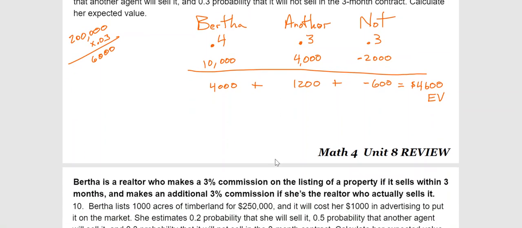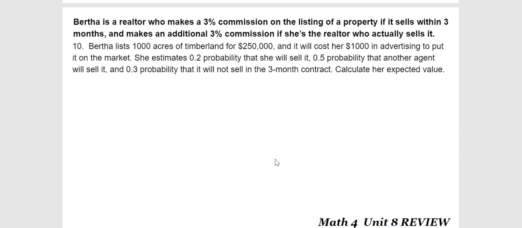So anyway, now here we have a similar idea, but the numbers have changed a little bit. Here she's selling vacant timberland for $250,000, but it's only going to cost her $1,000 for advertising. I guess she doesn't have to do an open house because it's out in the middle of the woods. And so 250,000, and you ask what is 3% of that, and the answer is 7,500.